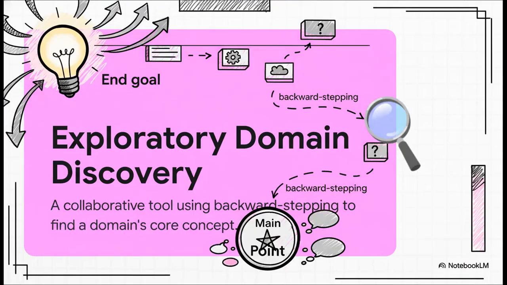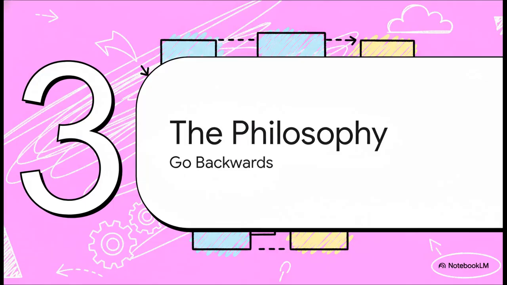So what is this thing, Exploratory Domain Discovery, or EDD for short? Well, think of it as a collaborative tool designed to get the right people in a room to map out a problem. But here's the game-changing part. It uses a technique called backwards stepping. So instead of starting at the beginning and trying to build your way forward, you work backwards from the end goal to find the domain's one true core concept. And that whole idea leads us right to its core philosophy. Now, this might feel a little counterintuitive at first, but trust me, it's absolutely brilliant.